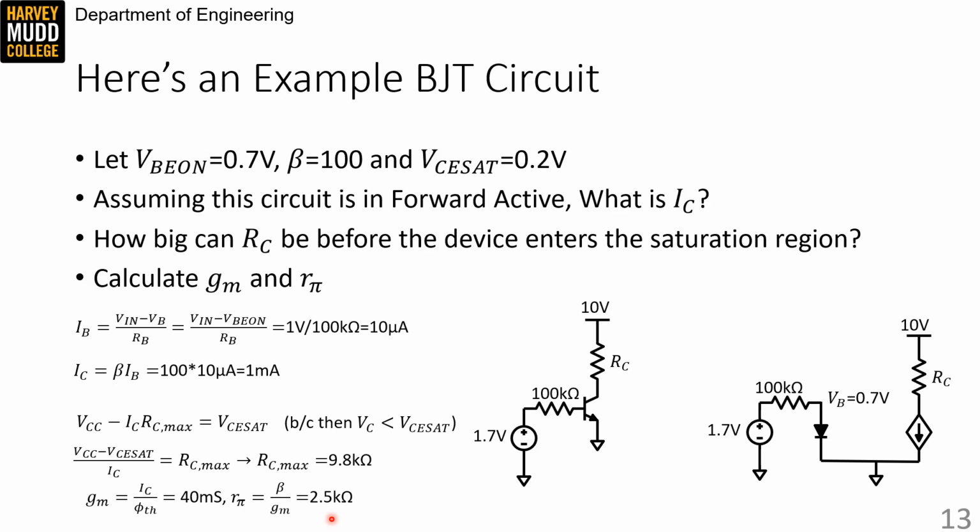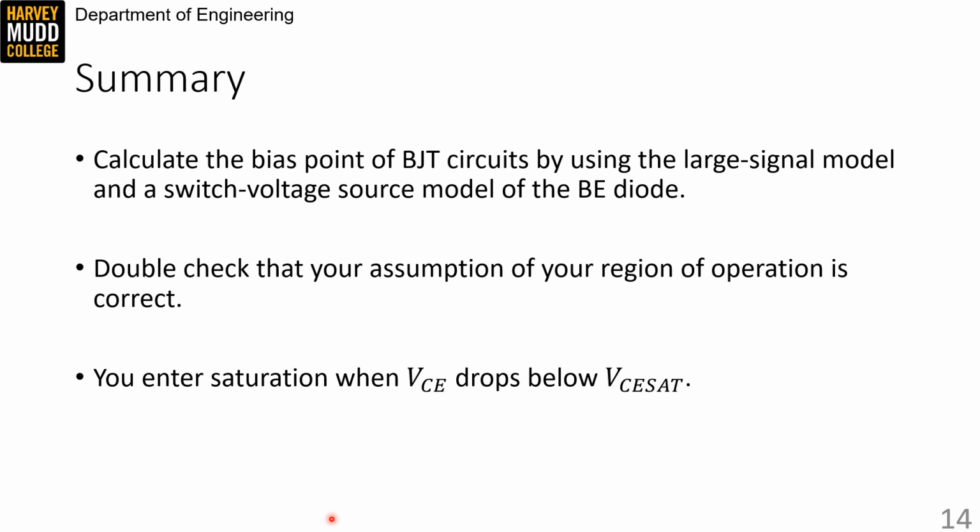That's the basics of large signal analysis for BJTs, and doing large signal analysis lets us calculate small signal quantities. So in summary, calculate the bias point of BJT circuits by using the large signal model and a switch voltage source model of the base emitter diode. Double check that your assumption of your region of operation is correct, and you enter saturation when VCE drops below VCE sat.